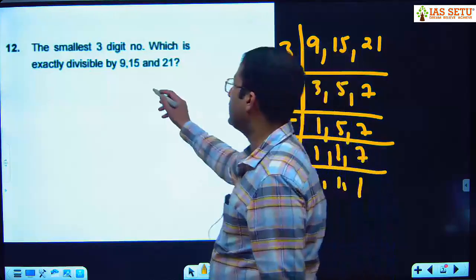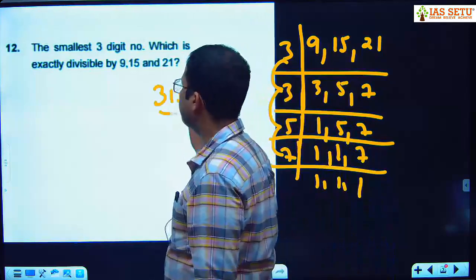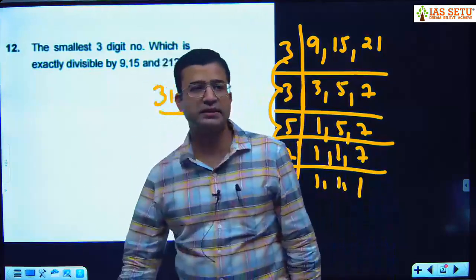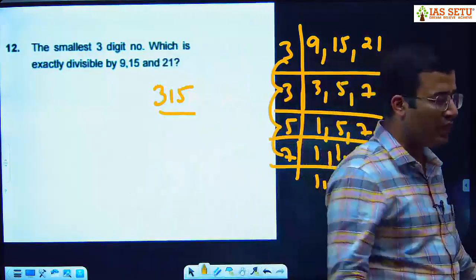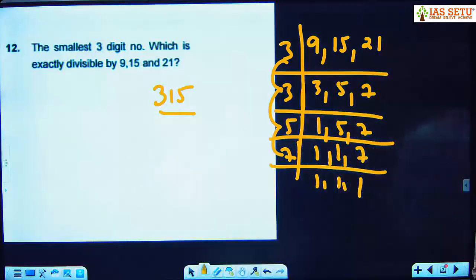315. And can we say 315 is a 3-digit number itself? Well, the smallest number itself is 315. So that itself is the answer because it is the smallest 3-digit number. After that, nothing to do in this question.